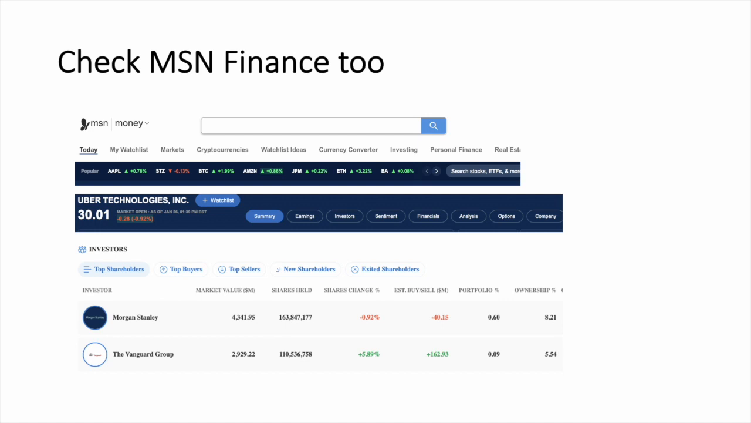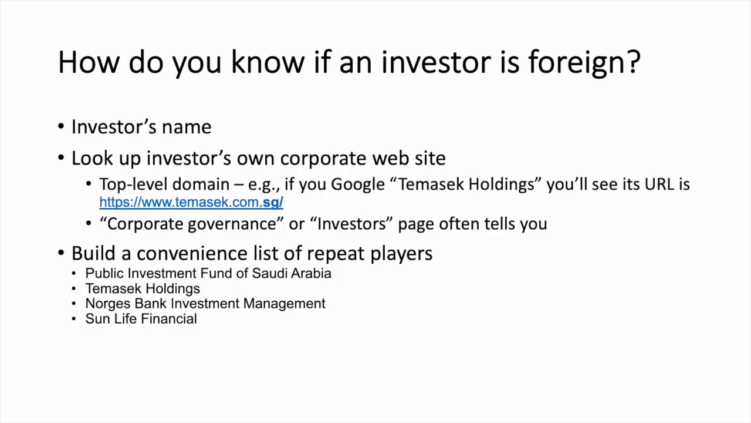And although the CNBC site is in general superior, it only lists the top 10. So MSN Finance would go beyond that. Now, how do you know if an investor is foreign? Sometimes the investor's name gives it away, like if Singapore is in the name. In some cases, though, you need to look up the investor's own corporate website.